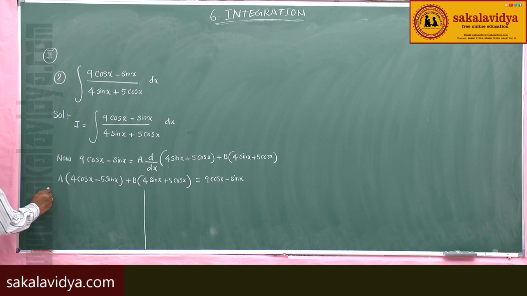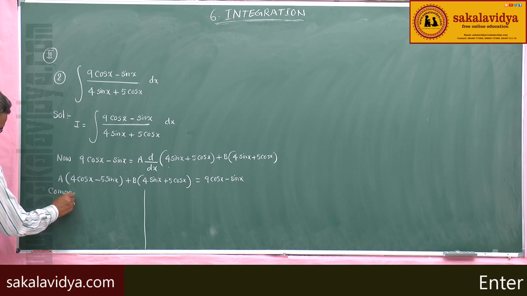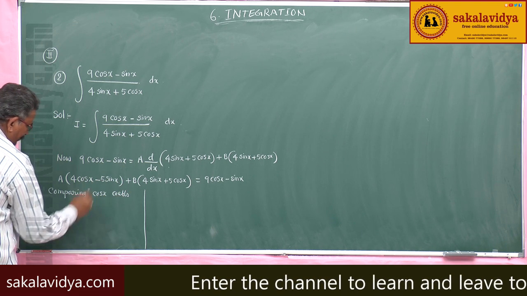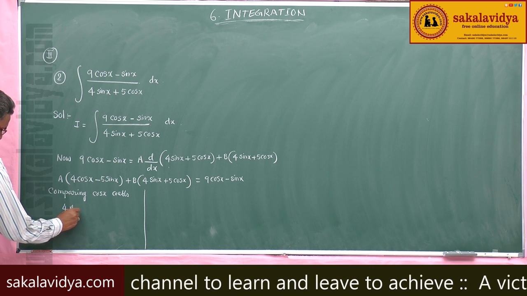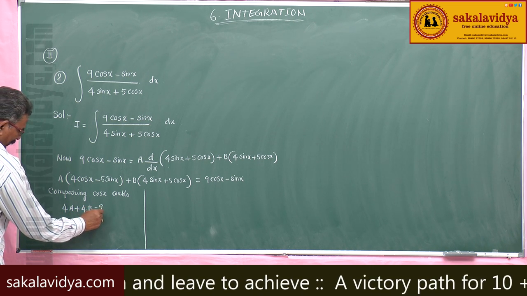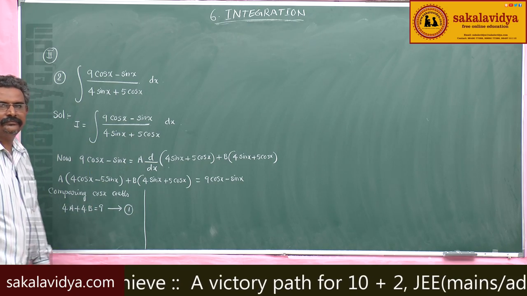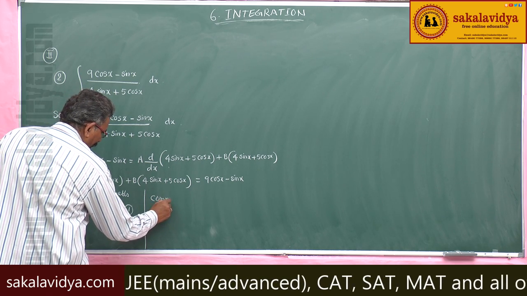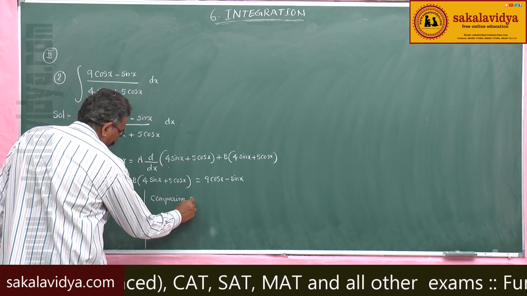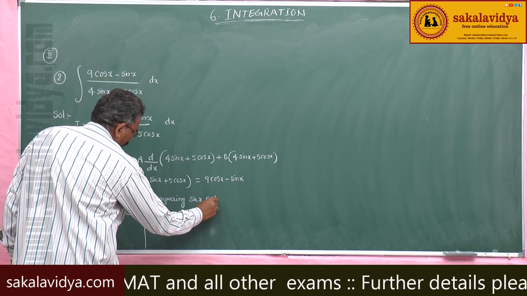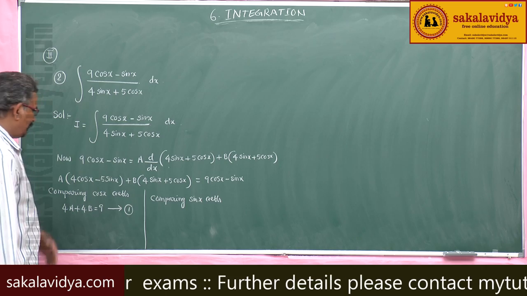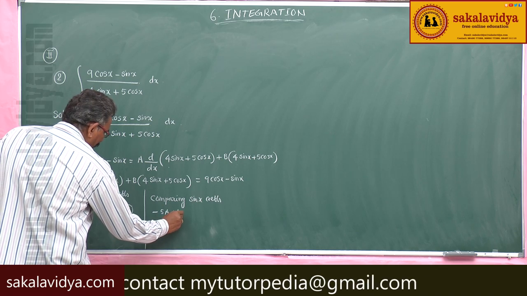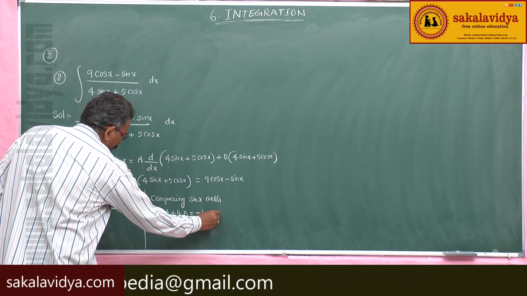Comparing cos x coefficients, 4a plus 4b equals 9, say equation 1. Comparing sin x coefficients, that is minus 5a plus 4b equal to minus 1, say equation 2.